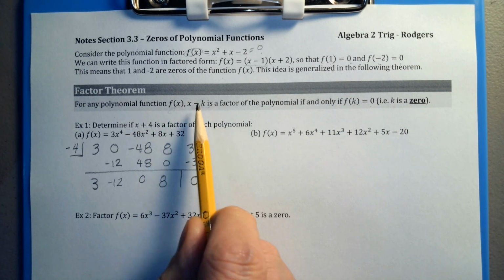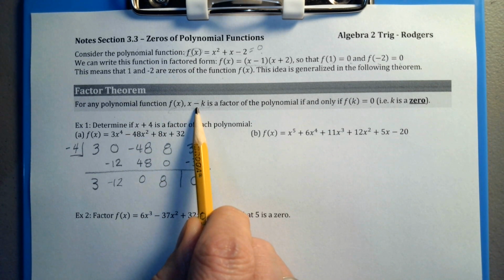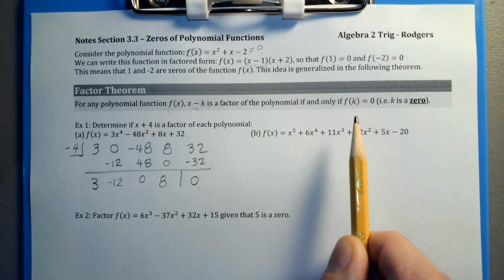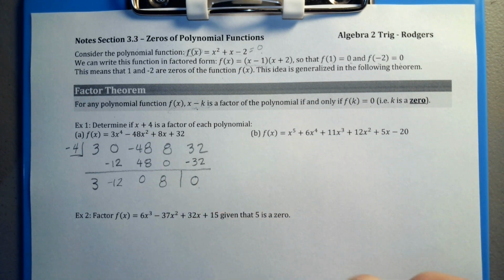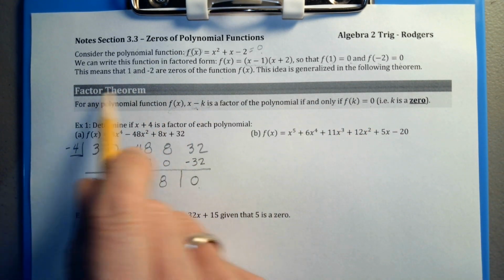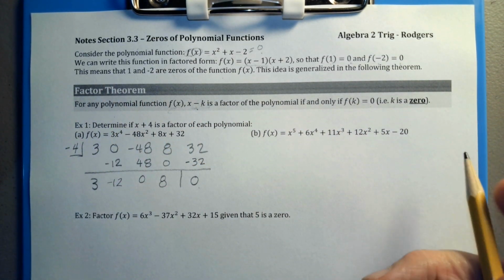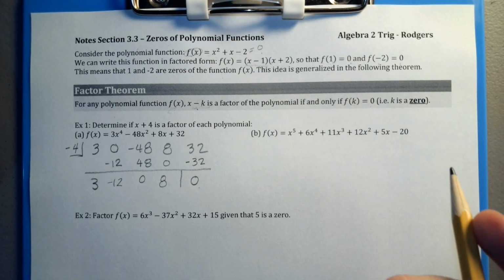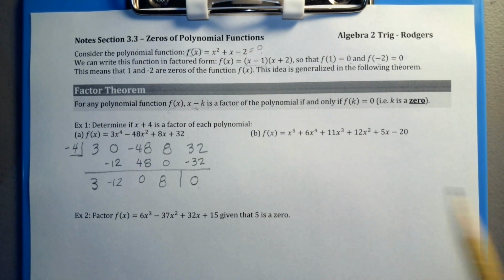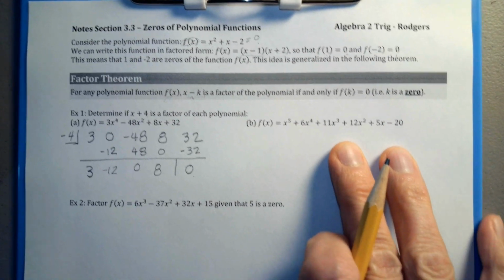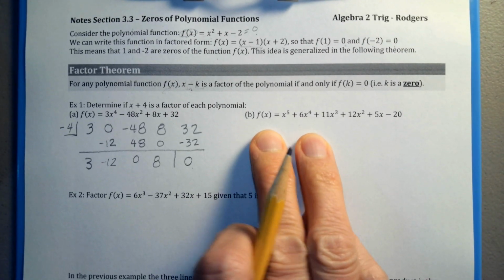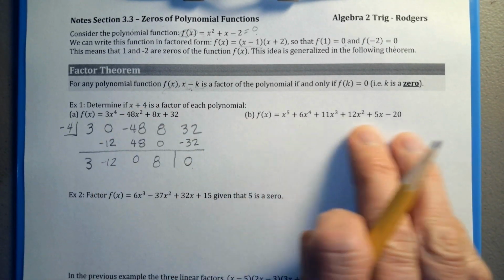So that's kind of what this is saying up here. We have a function. We divide by a particular factor. It is a factor of the polynomial because our remainder is 0. So the factor theorem kind of falls from the remainder theorem that we had the other day. All right, let's try the next one. Go ahead and pause the video and see if x plus 4 is a factor of this one.